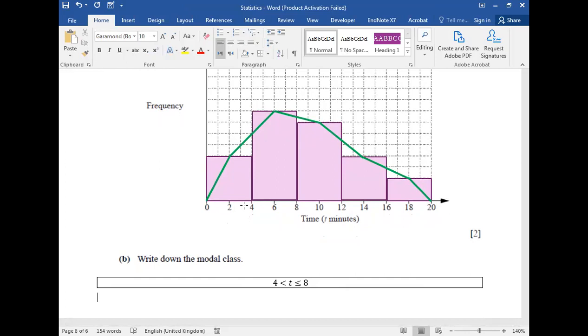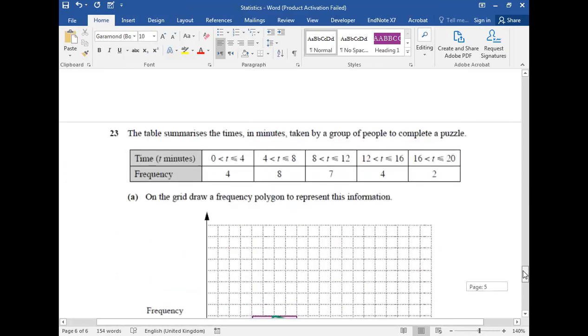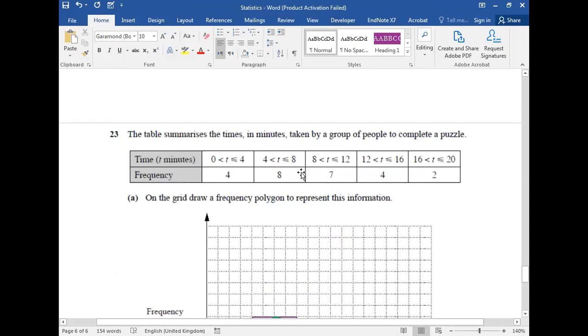Okay, now the next part is asking us how many people took more than 8 minutes. How many people took more than 8 minutes to complete the puzzle? You can see it from the data as well. That's what I always say: if you understand this tabulation and this data, you can answer the remaining parts very easily. How many people are taking more than 8 minutes?